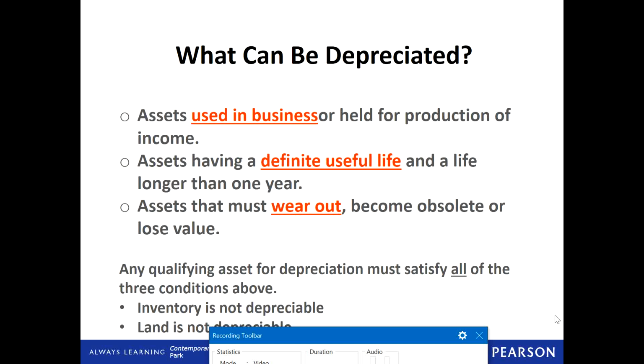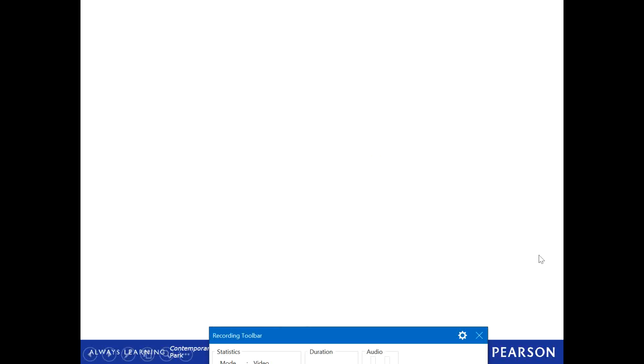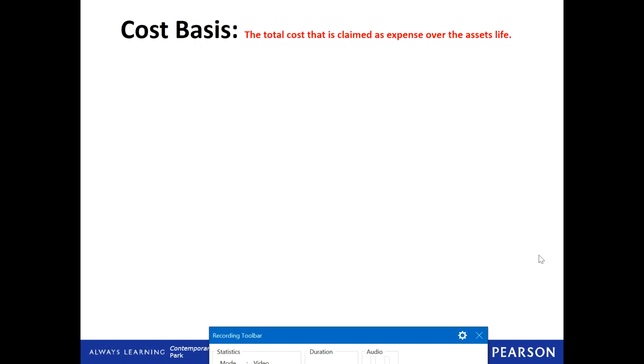Next, how are we going to calculate the cost basis, right, which is the total cost that is claimed as an expense over the asset's life, right? Now this cost basis normally includes the actual cost of the asset and all other incidental expenses. Incidental expenses means transportation expense, site preparation, installation, all. These are what we call cost basis, right?